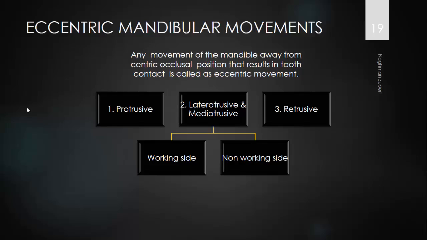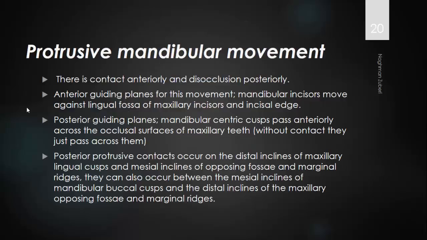Protrusive mandibular movements. There is contact anteriorly and disocclusion or disclusion posteriorly. Anterior guiding planes for this movement are mandibular incisors moving against the lingual surface of maxillary incisors and the incisal edge. Keep in mind, in natural dentition, when incisors come in contact, posterior teeth are separated. But we don't want this type of arrangement in complete dentures. If this happens in complete dentures, then upper and lower dentures will dislodge, the Christensen phenomenon.